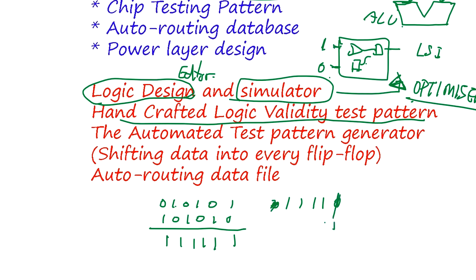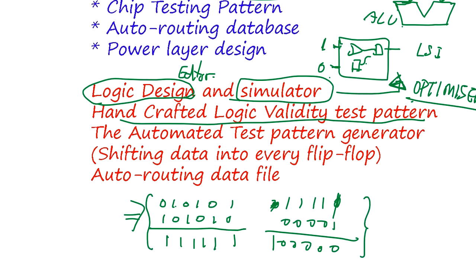Say 1 and 1 0 0 0 0. Then it becomes 0 0 0 0 0 1. So for this kind of special case, if it's working, you have to test it. So it's a handcrafted logic validity test, whether the intended logic is actually realized in the design or not. This test pattern has to be created by an engineer, to make sure the logic provides the function they expect it to have.